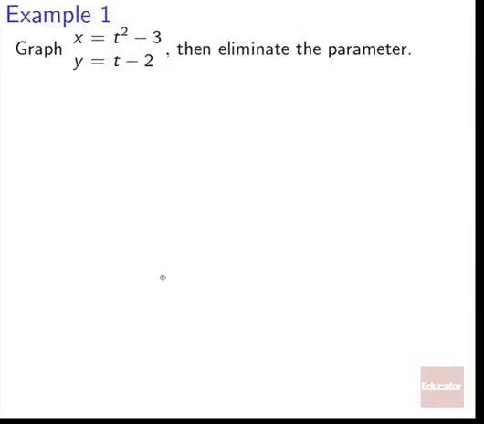First one: graph x equals t squared minus 3, y equals t minus 2, then go on to eliminate the parameter. So first, let's see what this thing graphs out as. What we do is make our normal table of values.